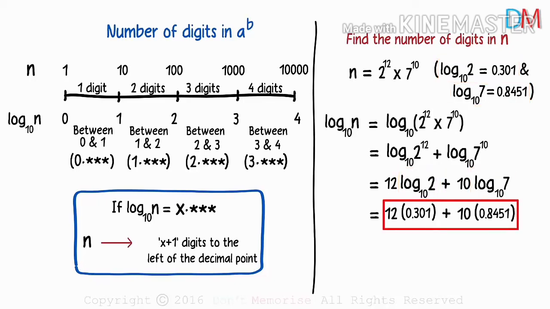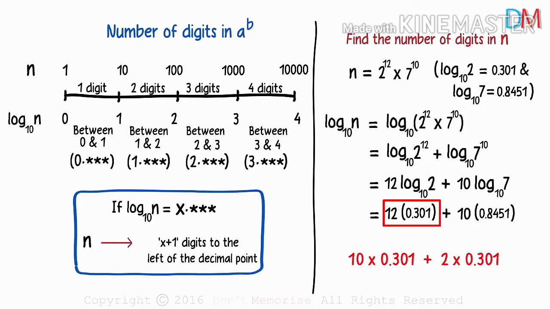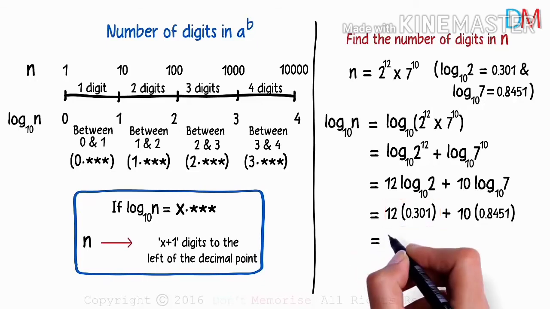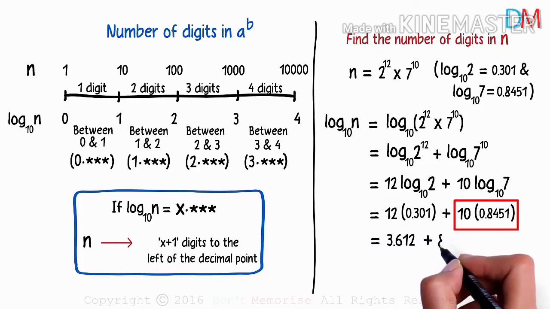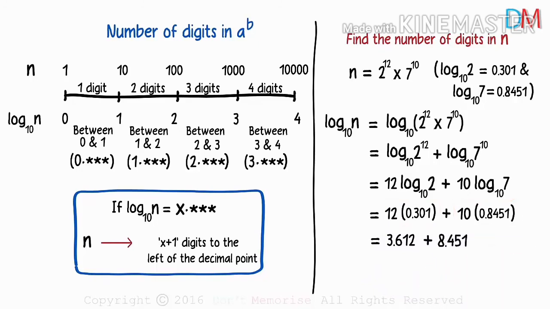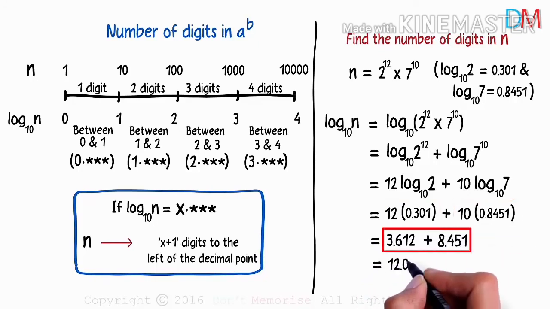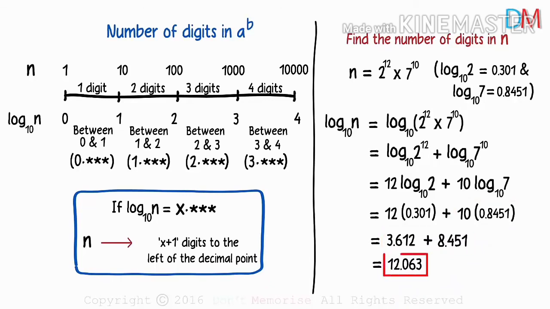Now these calculations are pretty easy. The first term can be written as 10 times 0.301 plus 2 times 0.301. 3.01 plus 0.602 will equal 3.612. And this will be 8.451. This sum equals 12.063. This is the log value of this number n.